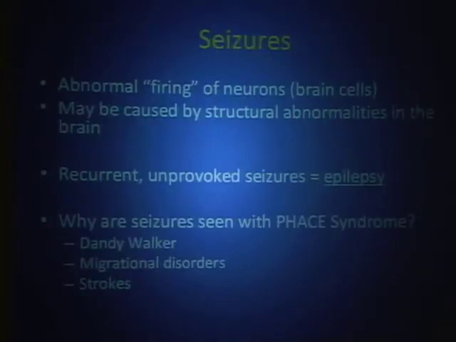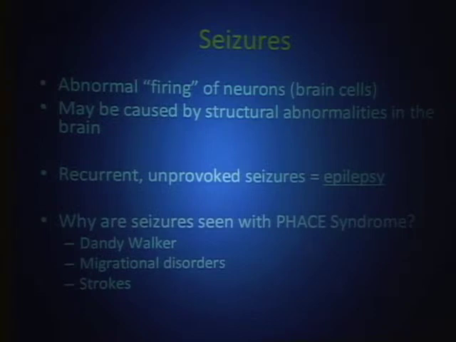Next thing I wanted to talk about are seizures. Seizures are when the brain cells or the neurons fire abnormally. And this can be caused by structural abnormalities in the brain, but patients will also come in with seizures and we look for a cause and often can't find one. But like I mentioned previously, it's also sometimes the first sign of a stroke as well.